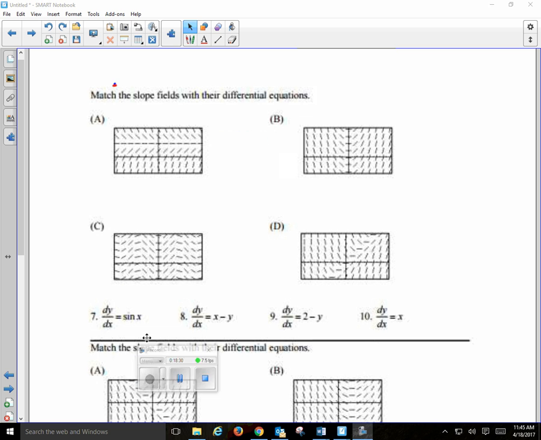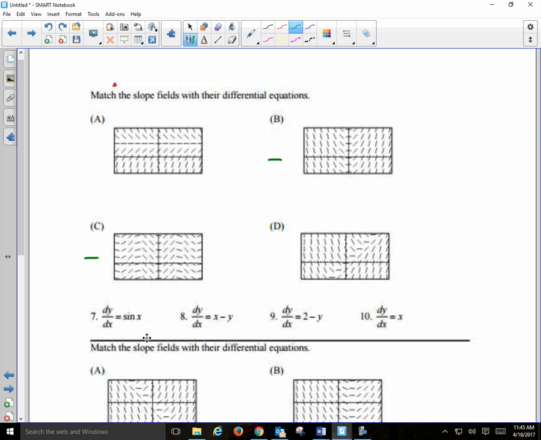And so as you see here, we have one is sine of x, one is x minus y, one is 2 minus y, and one is x. If I were to start here, I'd start with x. And the reason why is I'd look at it and say, well, if x is 0, then the slope would be 0. And so x is 0 along the y-axis. So it could be this one, and it could be this one.